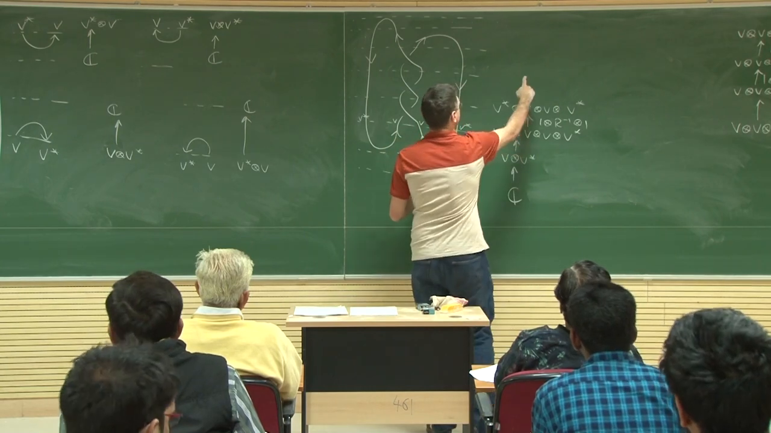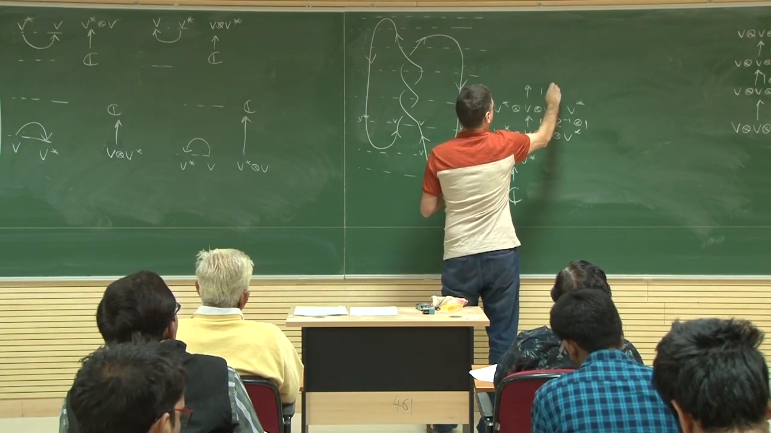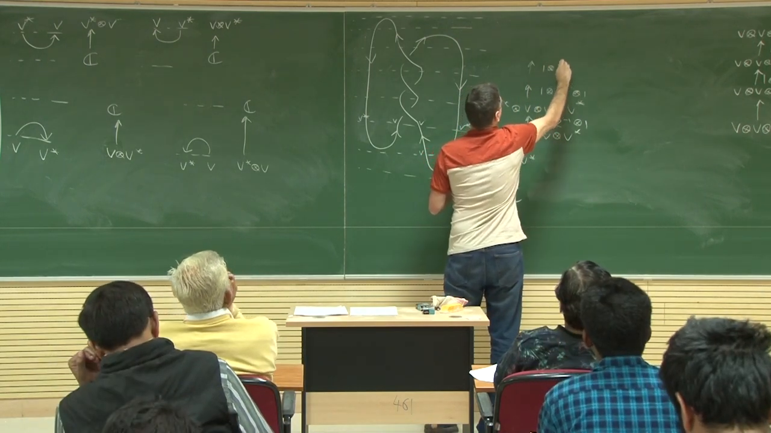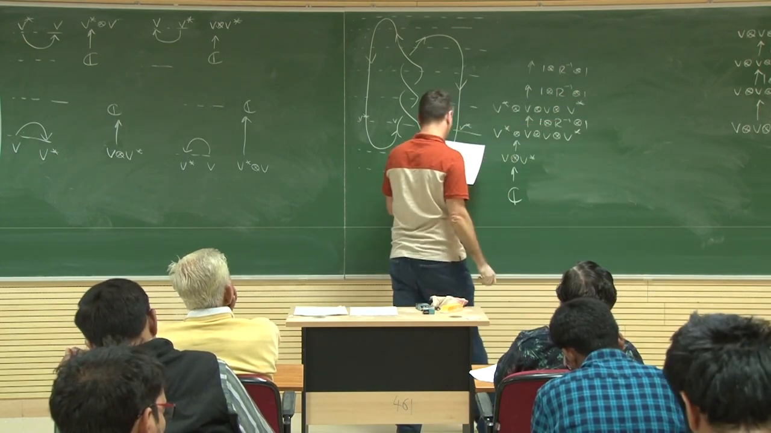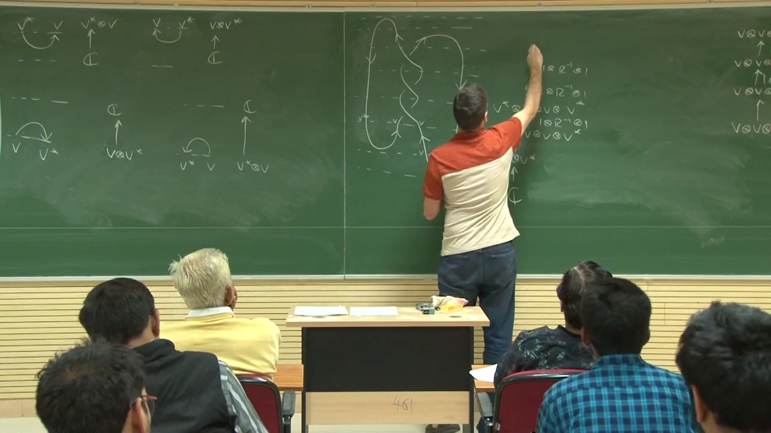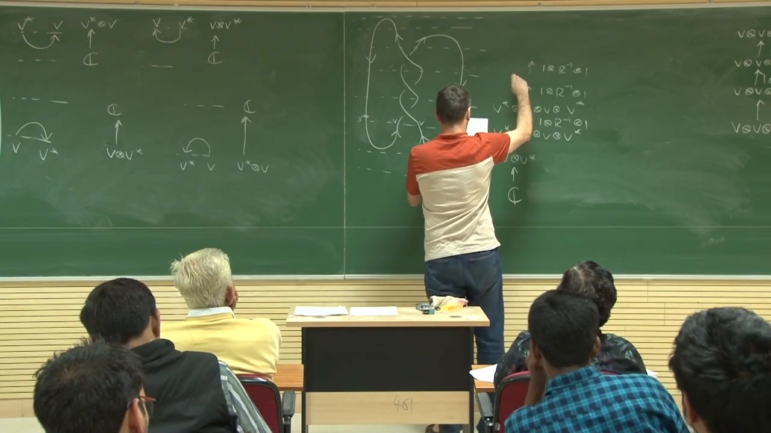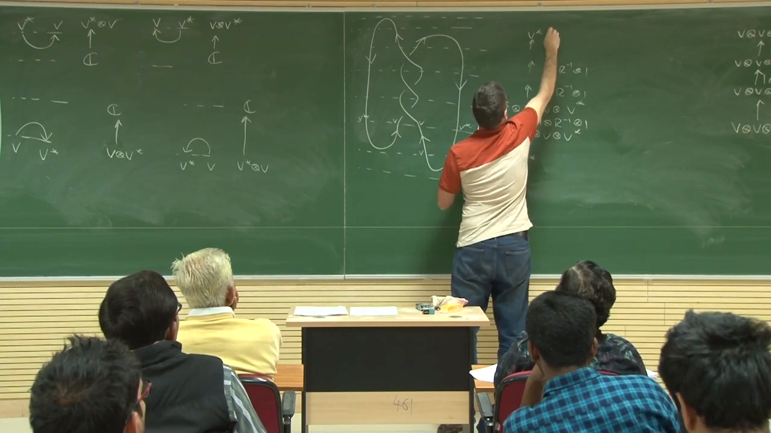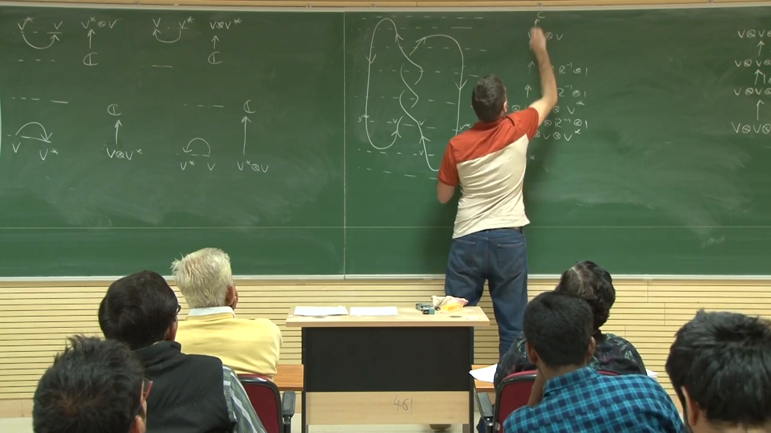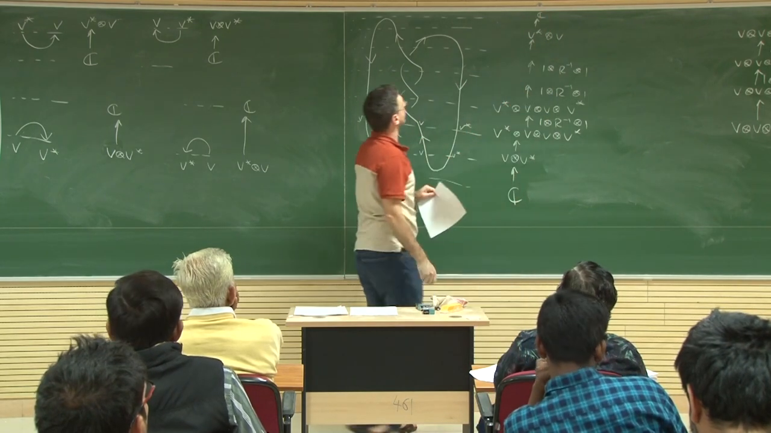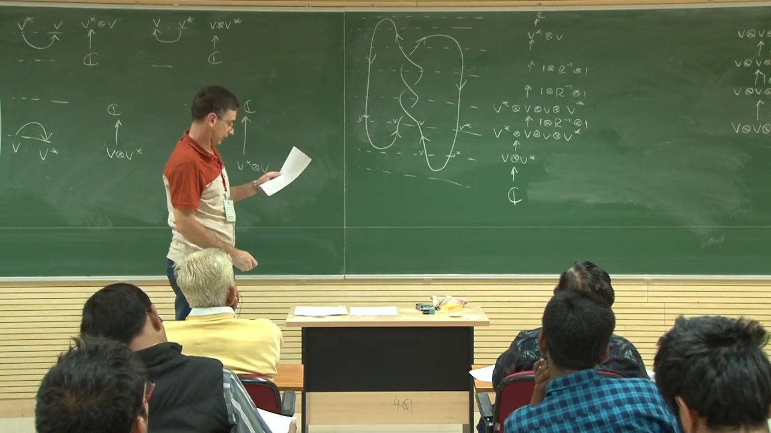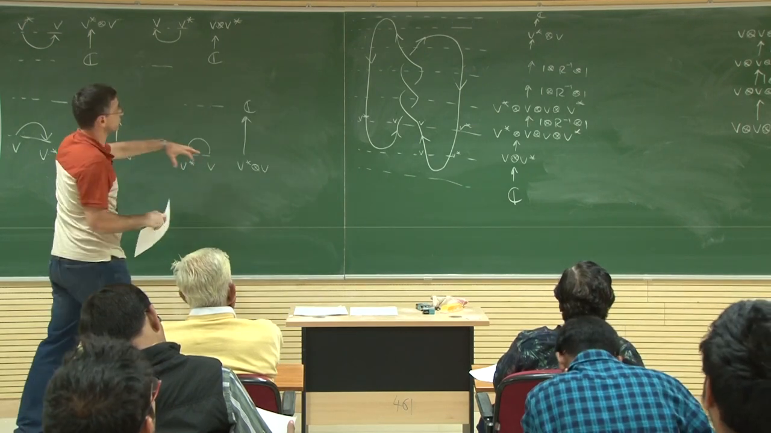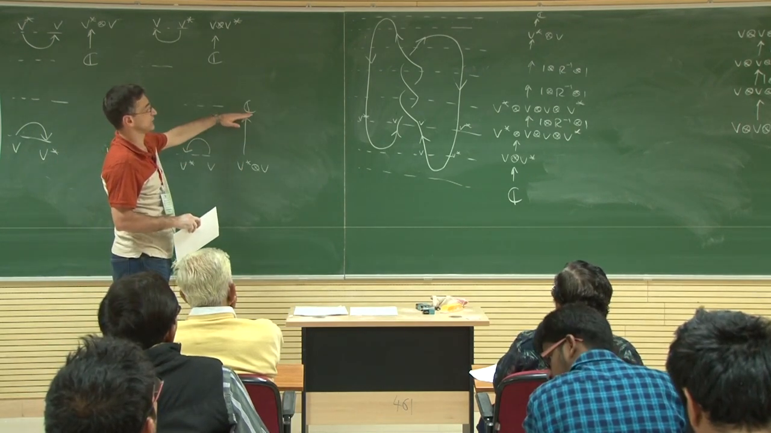All right, then we repeat this again. 1 tensor R inverse tensor 1. We go up again, 1 tensor R inverse tensor 1. And then we go up to V star tensor V, and finally C. So this gadget here is the cap, the one from V star tensor V to C.